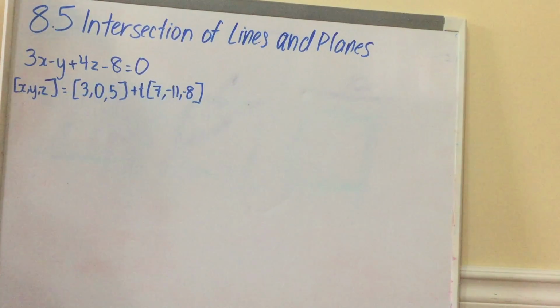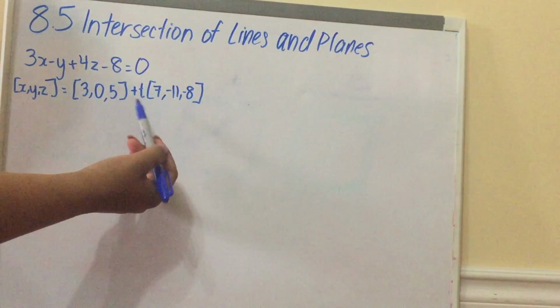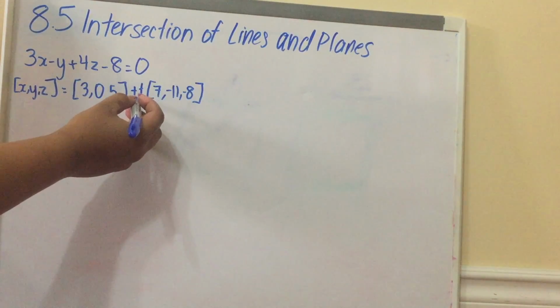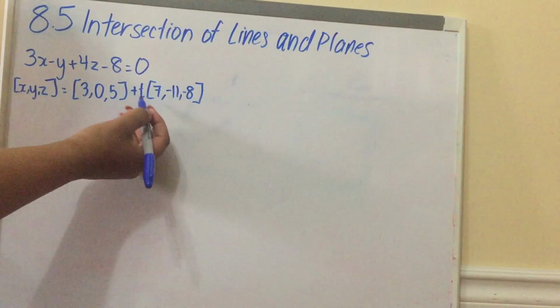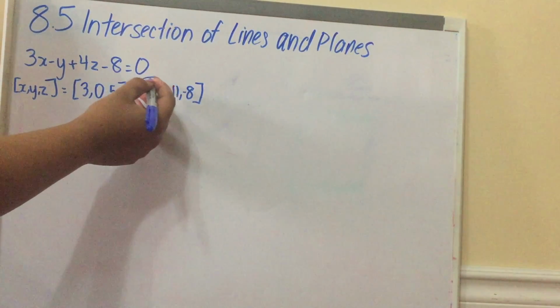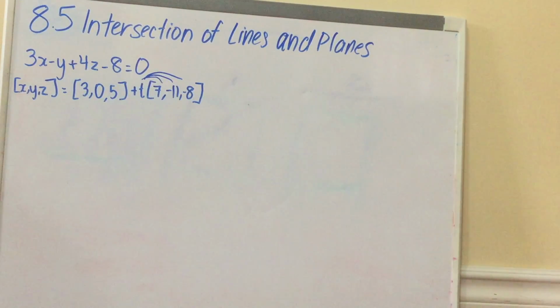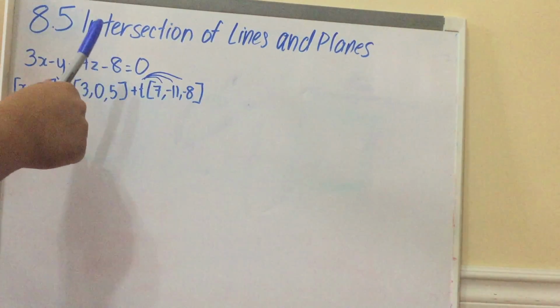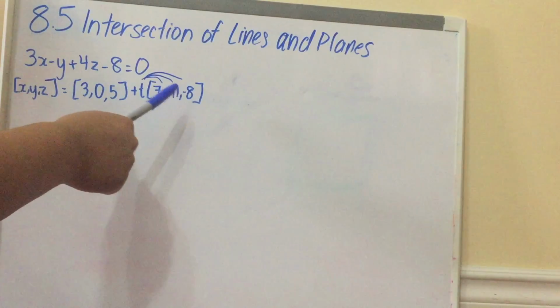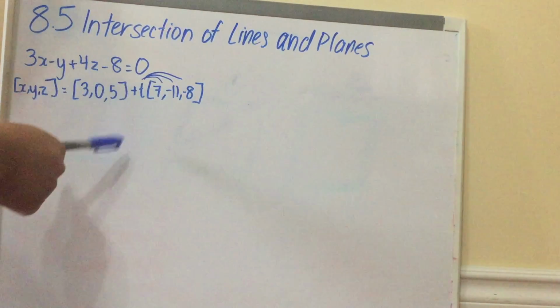So in this case, the x value would be the x coordinate, so the 3, and we're going to be adding the other x coordinate. And remember that there's a t in front of this coordinate, so you would be multiplying that with that, and that. And so our x would be 3 plus 7t, and our y would be 0 minus 11t, and our z would be 5 minus 8t.